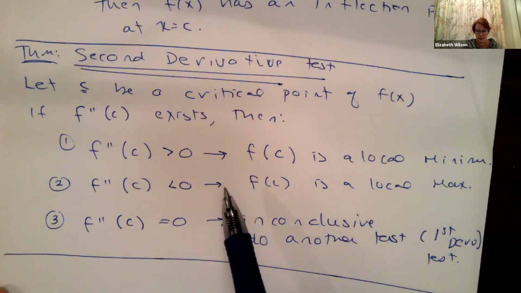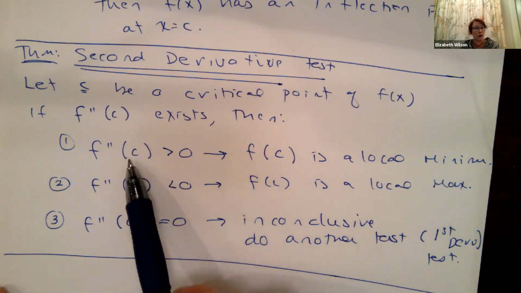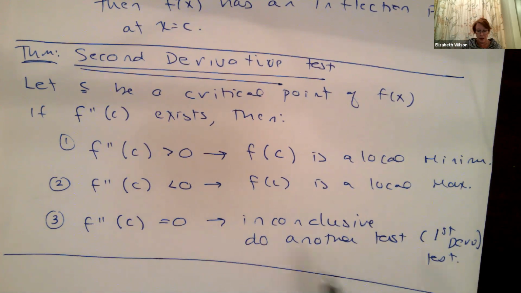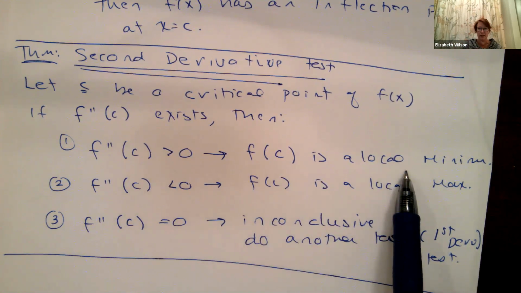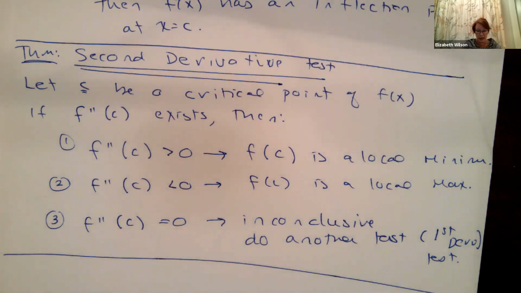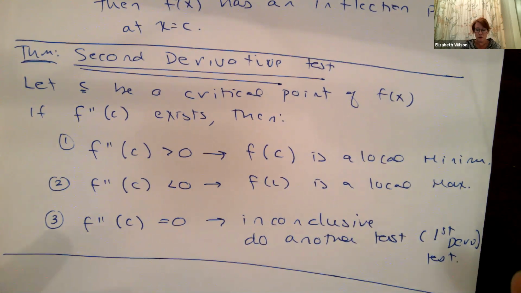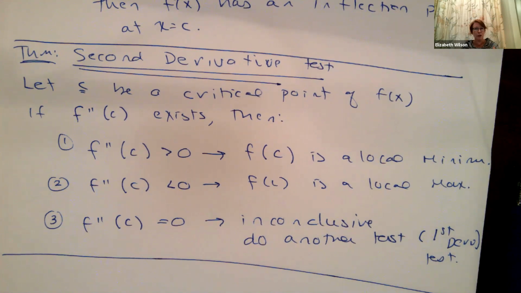Our second derivative test: we take our critical point, which is where our first derivative equals 0, and plug it into our second derivative. If we get a positive number, then we're dealing with a local minimum, because our graph is concave up. If we get a negative number, we're dealing with a local max because our graph is concave down. If our second derivative is equal to 0, then it's inconclusive. I need to do another test, which usually means going back to our first derivative test. Remember, the first derivative test is: I've got a critical point and I'm checking whether my first derivative is positive or negative on either side of that critical point. That's going to tell me that I'm dealing with a minimum value.